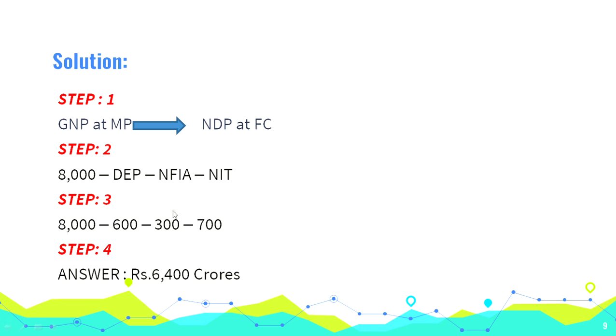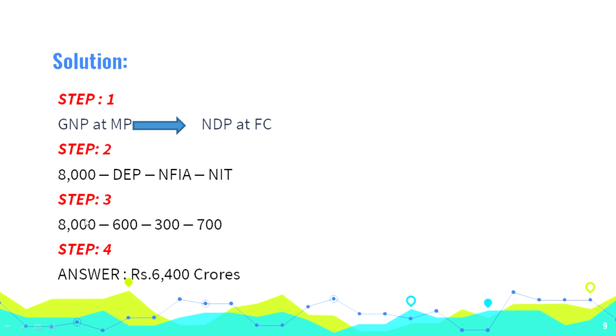Second letter is national, N, that is national, and D, that is domestic. National to domestic is NFIA. So again, from a broader concept, if you are calculating a narrower one, you have to use the minus sign, minus NFIA. The last one, MP market price to FC factor cost. Again, it is minus NIT. Now, if you write these steps very correctly, including the sign that is used, then your answer will be perfectly right.